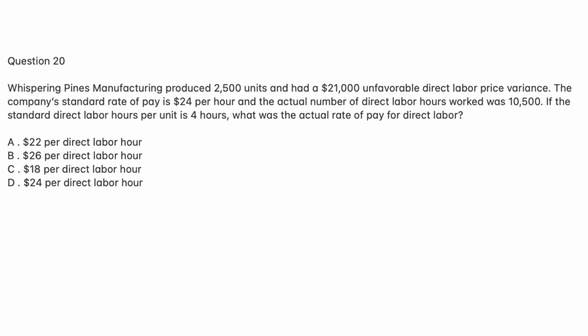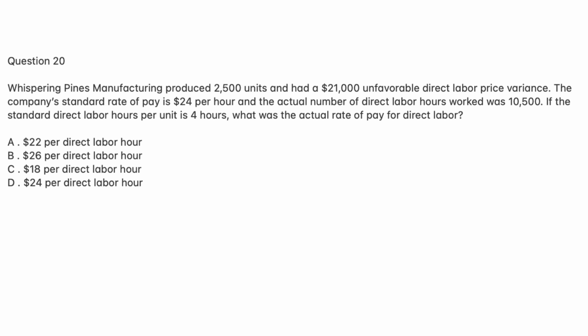Question 20. Whispering Pines Manufacturing produced 2,500 units and had a $21,000 unfavorable direct labor price variance. The company's standard rate of pay is $24 per hour and the actual number of direct labor hours worked was 10,500. If the standard direct labor hours per unit is 4 hours, what was the actual rate of pay for direct labor? A. $22 per direct labor hour.